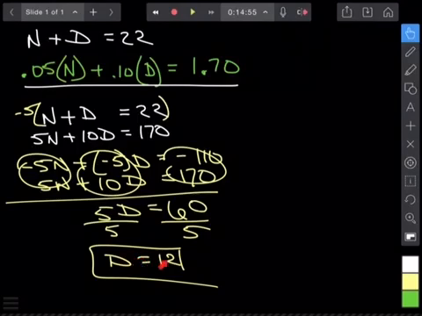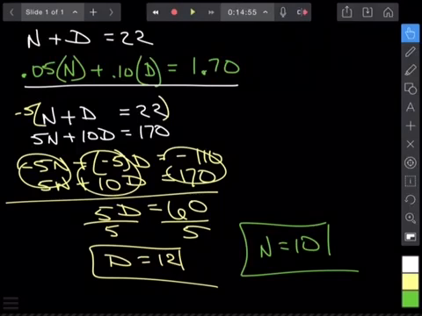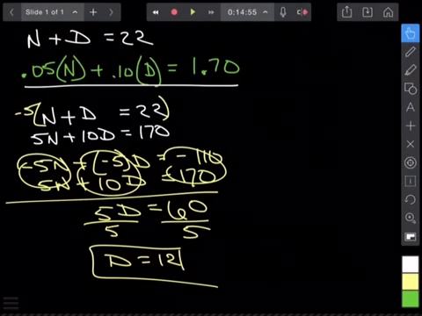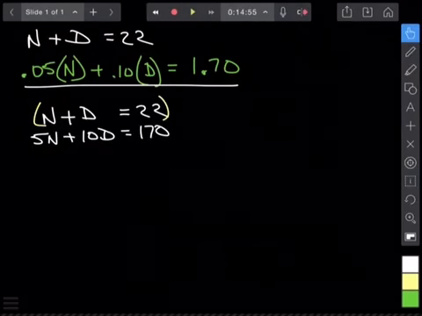Alright, so 12 is the number of dimes. So we're going to put a 12 there. So how many nickels do I have in order to get 22? I need to have 10 nickels to have 22. 10 plus 12. And make sure you don't just give me an answer of 10 and 12. I need to know 10 what? So you're going to have to say 10 nickels, 12 dimes, so I know what in the world you're talking about here. Okay, so one more example, and we will be done with this lesson.